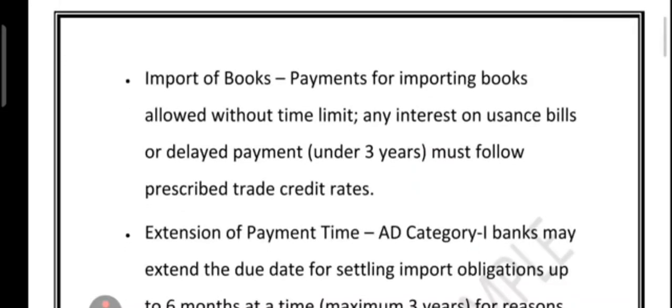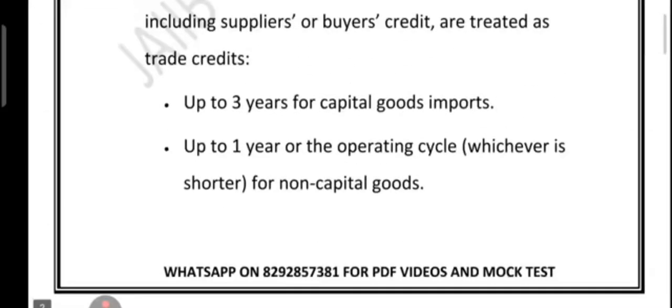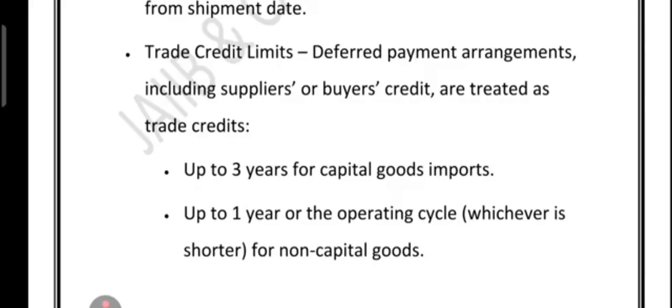But there is a special case of it: importing books. You can take as much time as you need to make the payment. But if you delay payment beyond 3 years, interest rate must follow RBI trade credit rule. Right? So I hope it is clear. For trade credit, where you don't pay immediately but pay after a certain time, depending on what kind of goods you are importing: for capital goods, 3 years to pay. And for other goods, the limit is 1 year or your operating cycle, whichever is shorter.